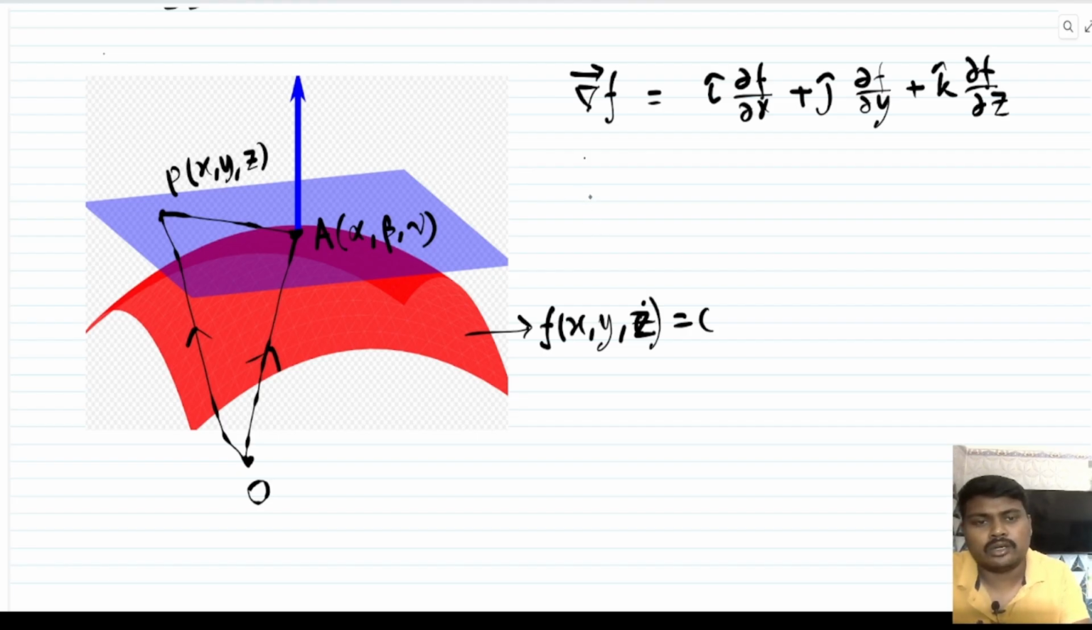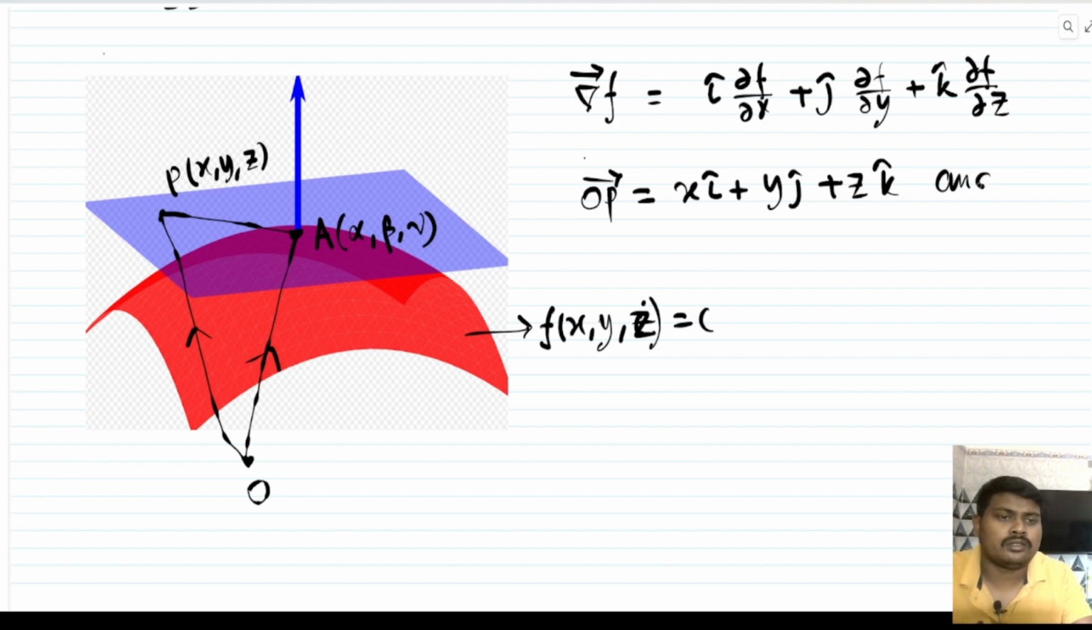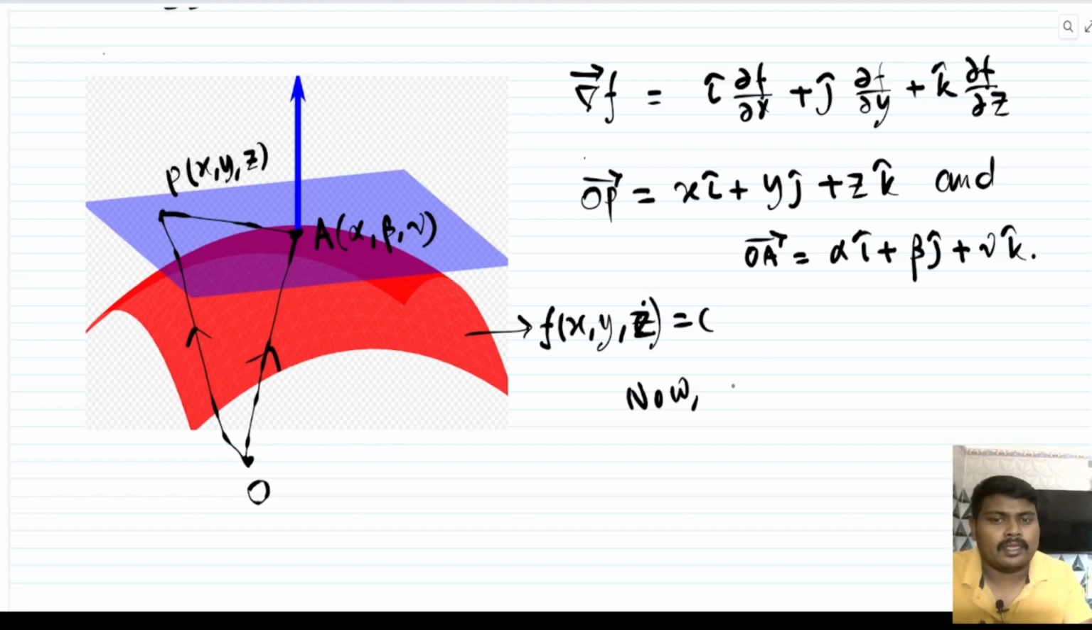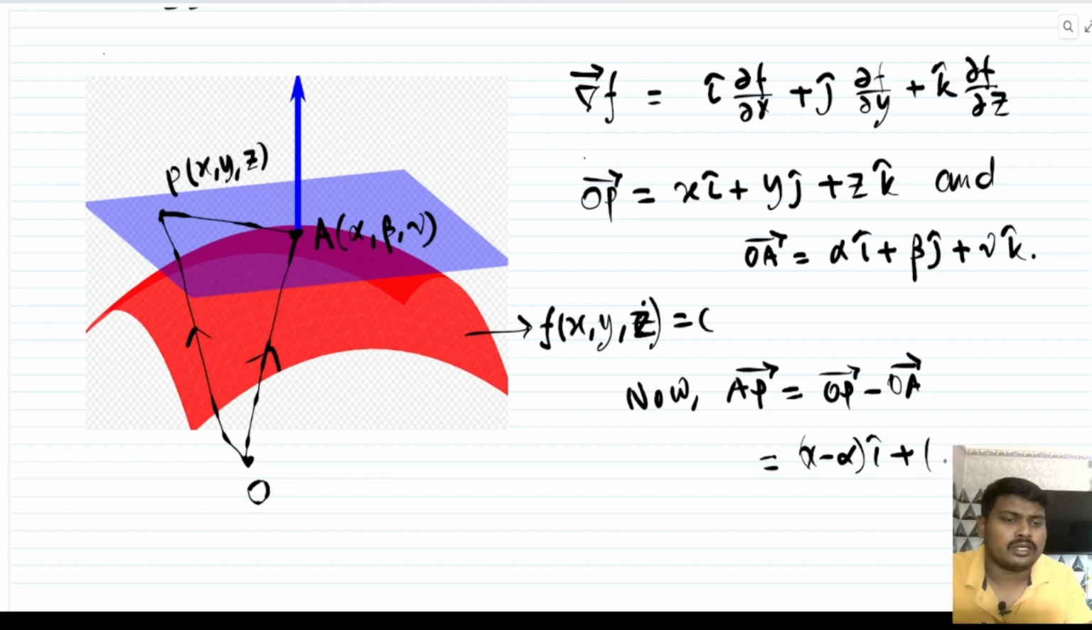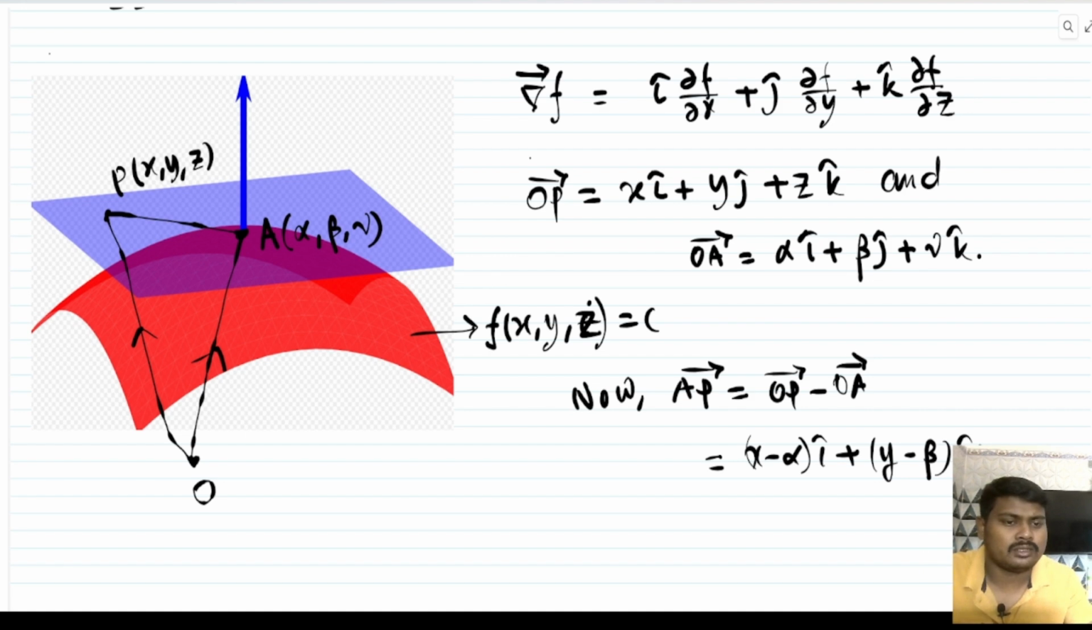Also, the position vector of the point P is the vector OP, which is equal to x i + y j + z k, and the position vector of the point A is the vector OA, which is equal to alpha i + beta j + gamma k. Now, vector AP is equal to vector OP minus vector OA. Therefore, it is equal to (x − alpha) i + (y − beta) j + (z − gamma) k.